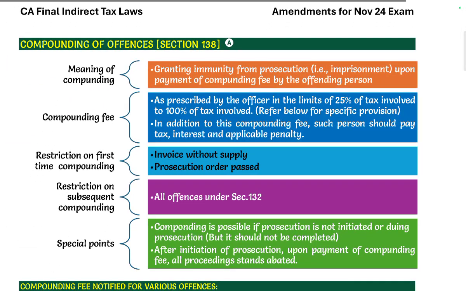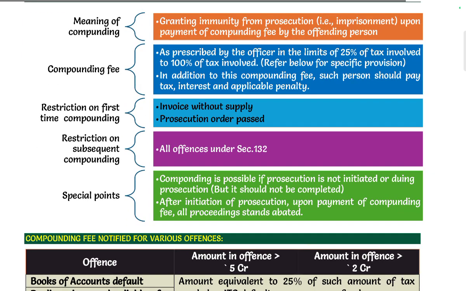Compounding of offences, Section 138, means granting immunity from prosecution, that is, imprisonment, upon the payment of compounding fees by the person. Compounding fees are as prescribed by the officer, limited to 25% of the tax involved up to 100% of the tax involved, as specified below. In addition to the compounding fees, such person shall pay tax, interest and applicable penalties. First-time compounding applies to invoicing without supplies.